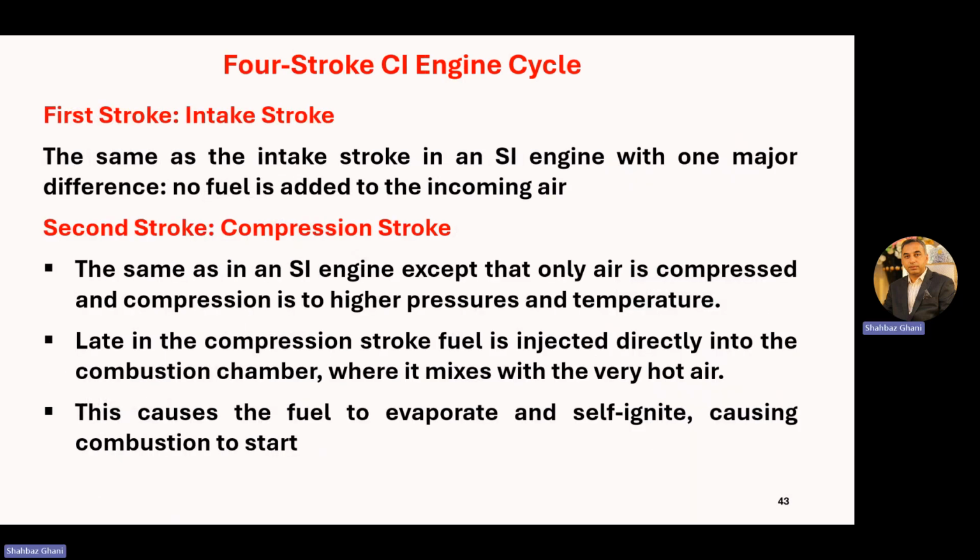Now, the four-stroke CI engine. Previously it was for the SI engine. Now, what happens in a CI engine when we have a four-stroke CI engine? First stroke, intake stroke, the same as the intake stroke in the SI engine, with one major difference: no fuel is added to the incoming air. In an SI engine, we receive air-fuel mixture in the intake stroke, but in a CI engine, there is no fuel added to the incoming air.